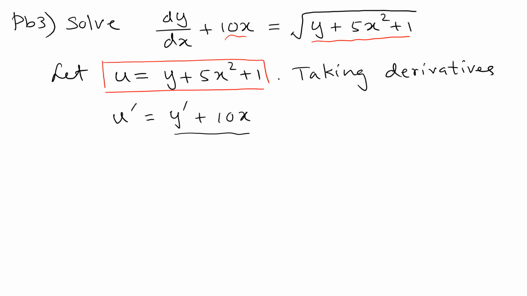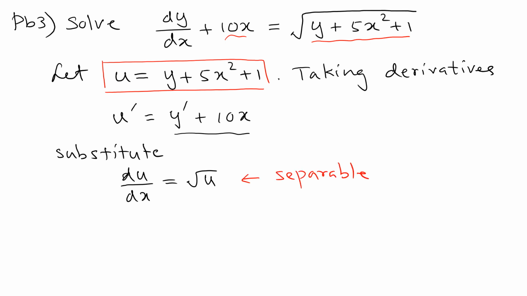So you can substitute now. The left side of the differential equation becomes u prime, which you can write as du/dx. And on the other side what you have is simply the square root of u, where u equals y plus 5x squared plus 1. Now you can see this is separable. So moving the variables around, you can write this as du over square root of u equals dx, and integrate. This is just a power rule, so you can easily integrate.